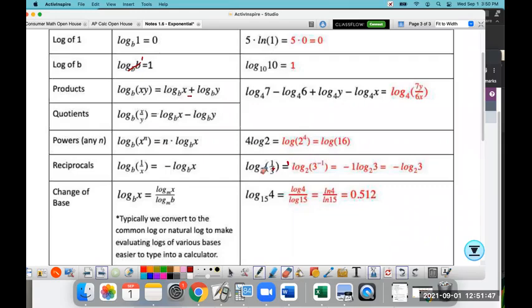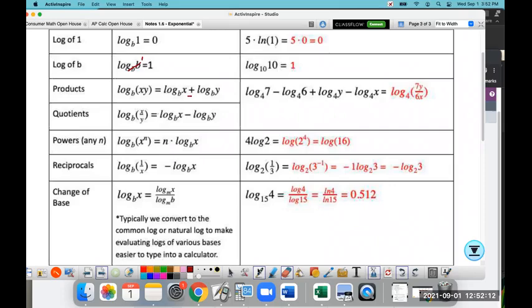All right, and then last one, change of base. This is especially helpful if you have an older calculator that does not have that log base button. So if you need to evaluate a log, let's say you need to evaluate log base 15 of 4, but you don't have that log base button. The way you have to type that into your calculator is using the common log or the natural log.